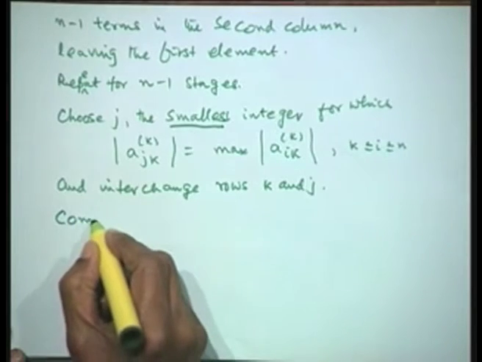This procedure is called the partial pivoting procedure. The remaining part is the same as the Gauss elimination procedure that we have been doing. The second type of procedure is called complete pivoting.